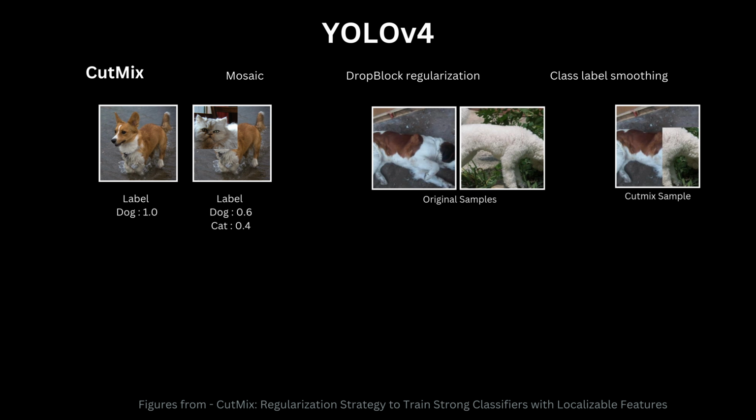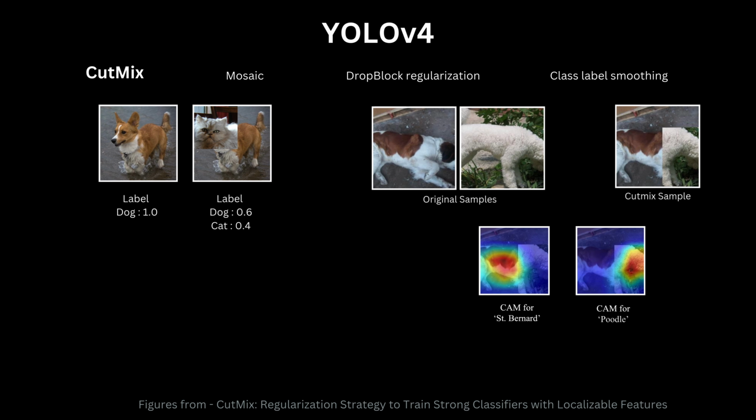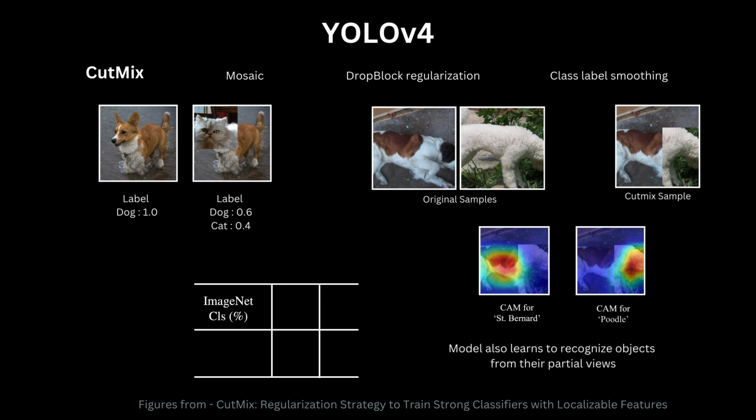Furthermore, it gives the model the ability to identify objects from their partial views, which will definitely benefit cases where the object itself is occluded. The authors of Cutmix showed that with this augmentation strategy, we not only end up with a better classifier, where we get close to 2% improvement in classification accuracy, but when this classifier network is used as a pre-trained model for the detection fine-tuning stage, we end up with performance gains in detection as well.